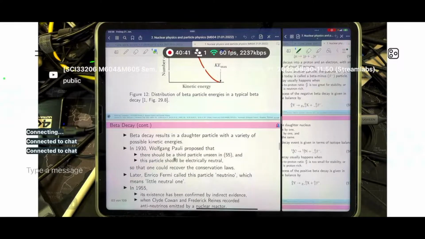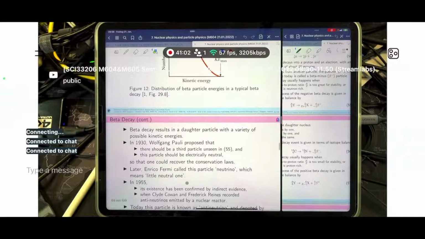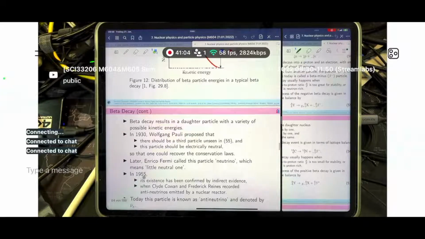And later, Enrico Fermi, who is quite well known also. Fermion comes from his surname, right? He was also the person who built up so many things inside this. Okay, next we consider 1935.